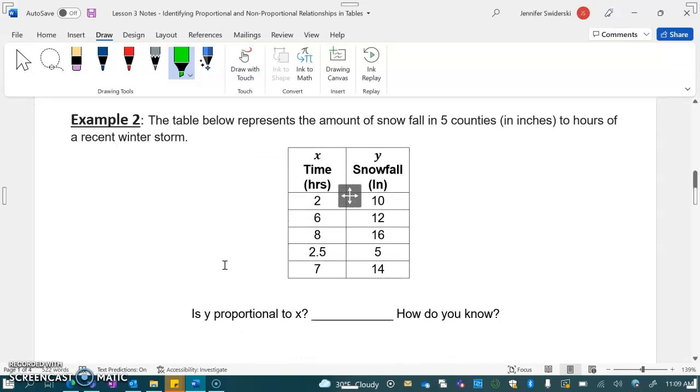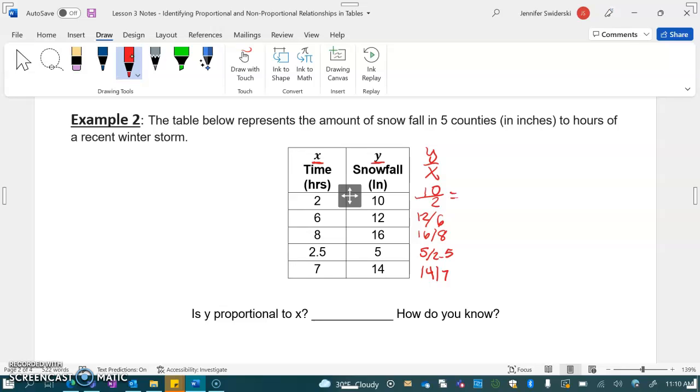For number 2, it says the table below represents the amount of snowfall in 5 counties in inches, 2 hours of a recent snowstorm. So when I look at this, I see my left-hand column is my x, my right-hand column is my y. So I need to find my y over x to see if these are proportional. So for this first one, my snowfall was 10 inches in 2 hours, so 10 over 2. The second one, my snowfall was 12 inches in 6 hours. My third one was 16 inches in 8 hours. My fourth one was 5 inches in 2.5 hours. And my last one would be 14 inches in 7 hours.